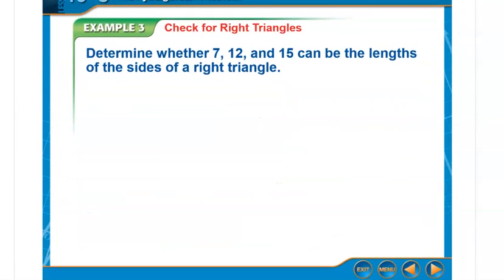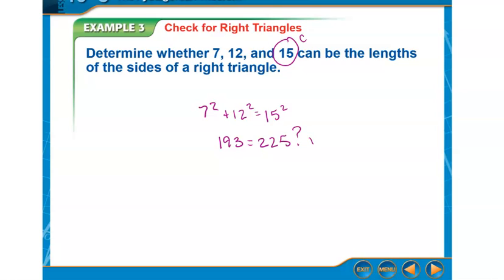So we're going to try this. First thing is to identify the c. C is the hypotenuse. It's the longest side, so this is c. So we have to verify that 7 squared plus 12 squared equals 15 squared. So does 49 plus 144, which is 193, equal 225? No. So the answer to this is it's not a right triangle.